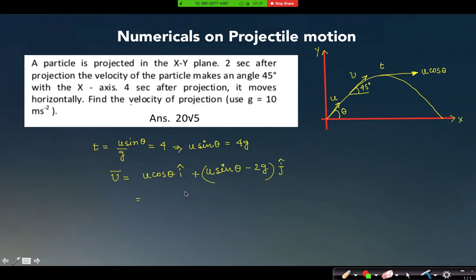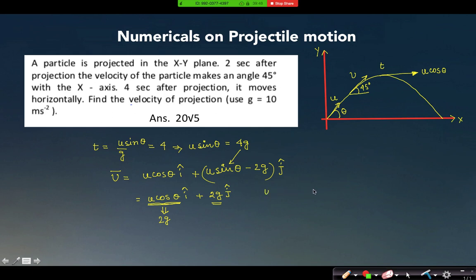So you can see that it is u cos theta i cap plus, now can I put the value of u sin theta as 4g here directly? Yes. So 2g j cap. As the particle makes an angle of 45 degrees with the x-axis, what is the modulus of u cos theta? Can you tell me from this expression? It is also 2g, because 45 degrees means the modulus should be the same for the x and y axes.